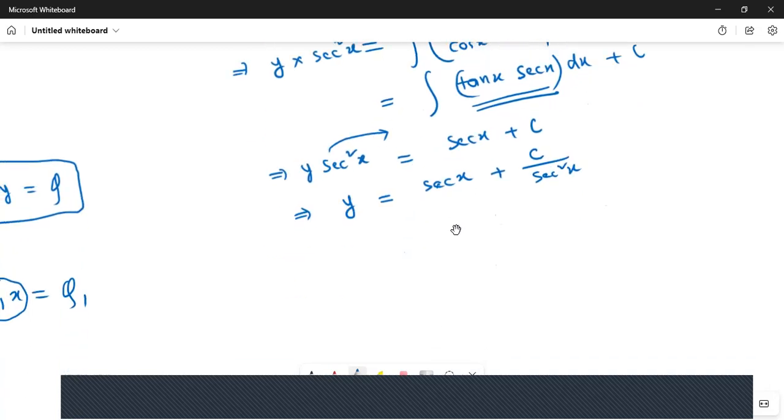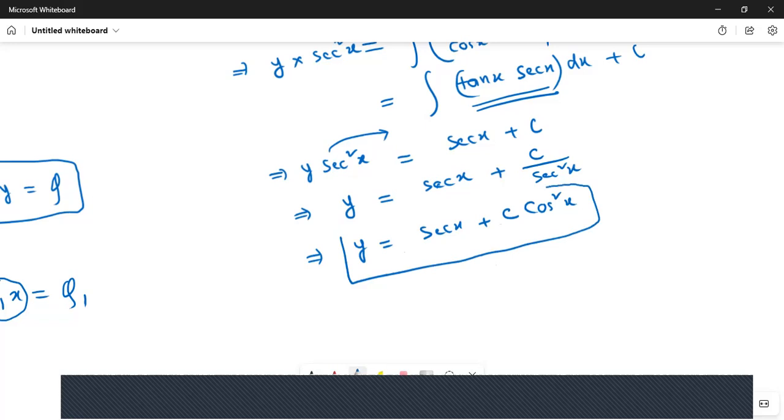So one more line you can write, no problem. So y equal to sec x plus c cos square x. That's what you can write. So this is what you got so far as the general solution. Now you have to go for the particular condition.